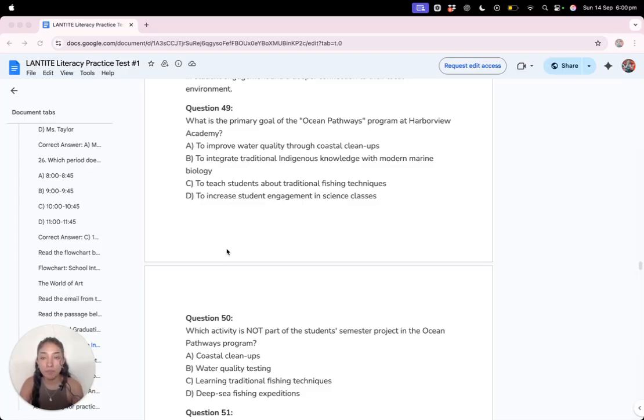So with this one, you can see it's answer B, to integrate traditional Indigenous knowledge with modern marine biology. And that's because the primary goal of the Ocean Pathways program is to combine traditional Indigenous seafaring knowledge with contemporary marine biology, as outlined in the curriculum description.